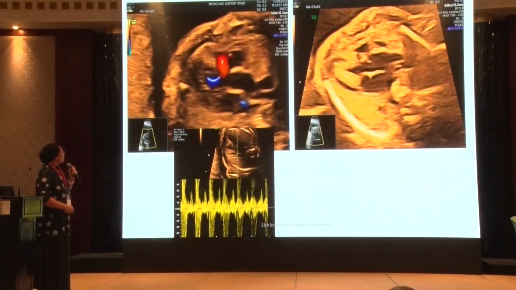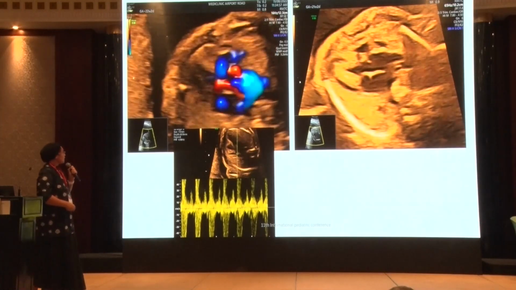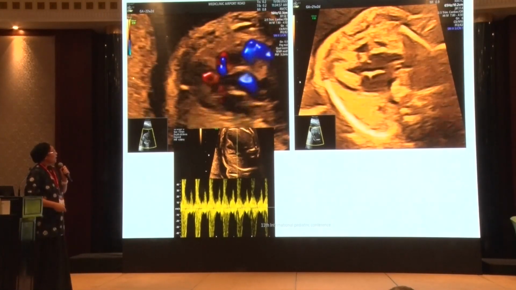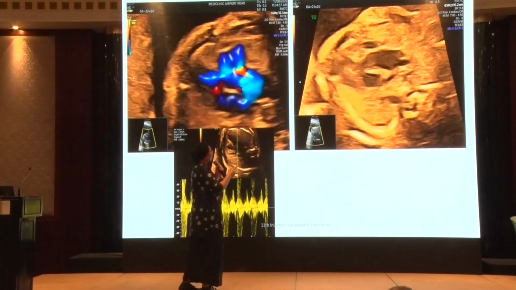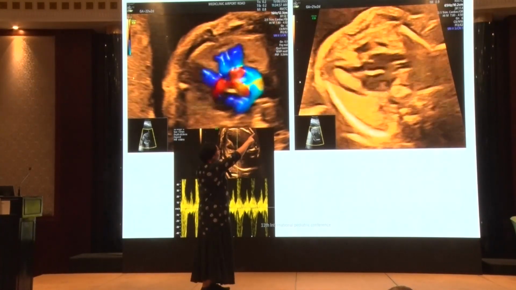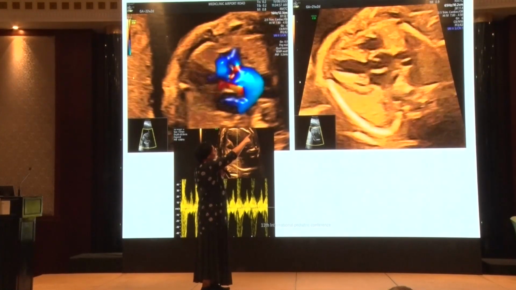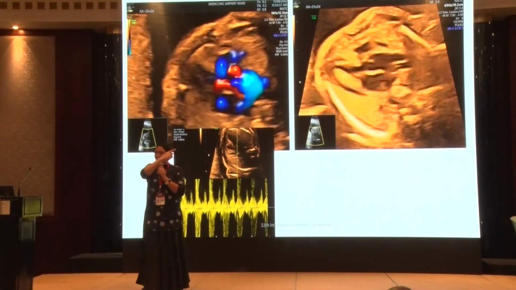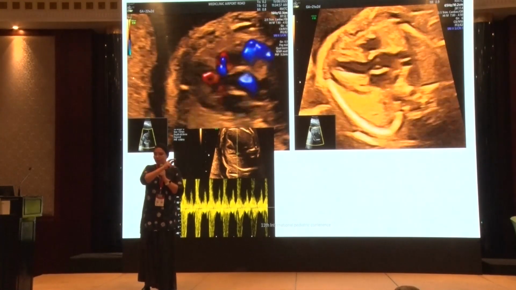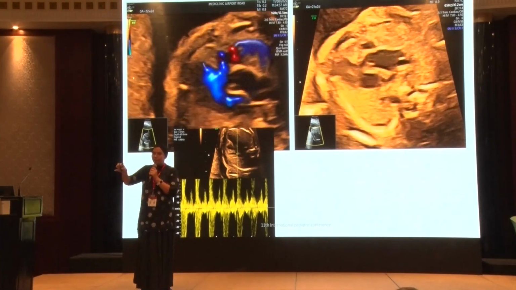So we are applying color through that valve. There is a significant regurgitation. And again, you can see here, that vessel that is overriding, it seems to be giving rise to branches immediately, which wouldn't be the case if it is a pure aorta. It will give rise to branches a little bit away.